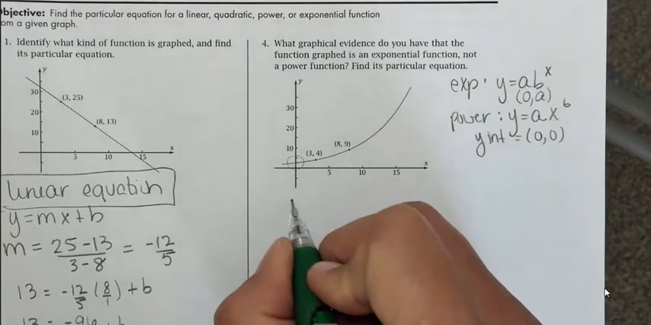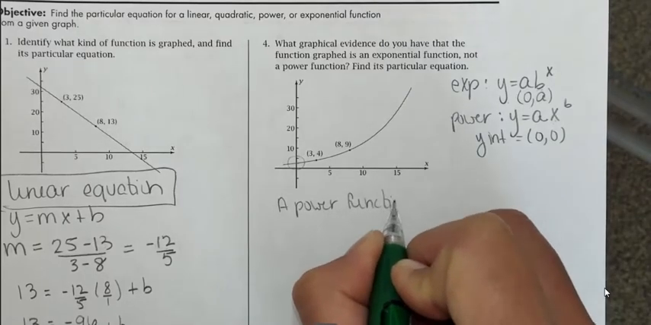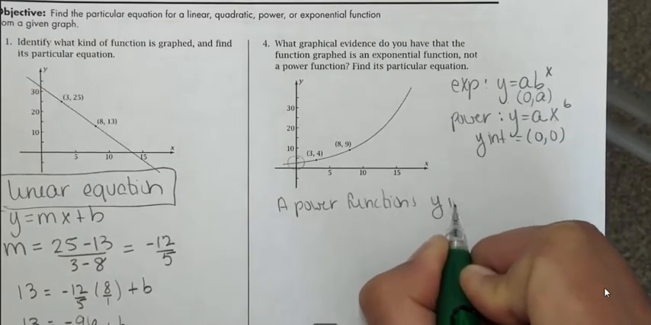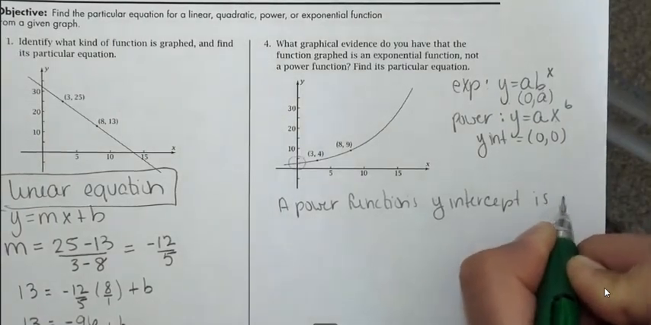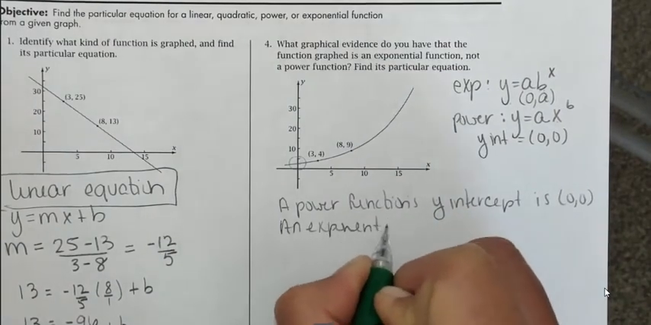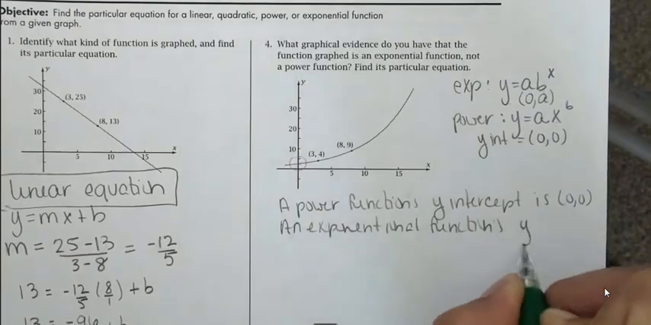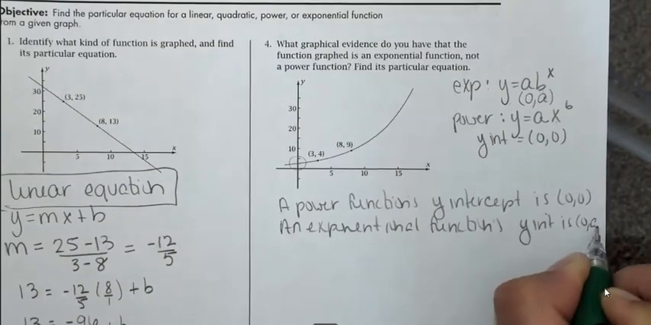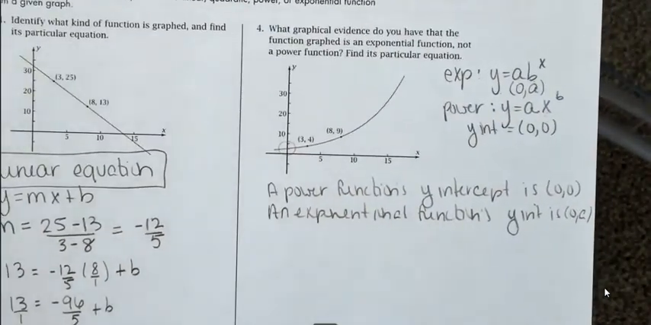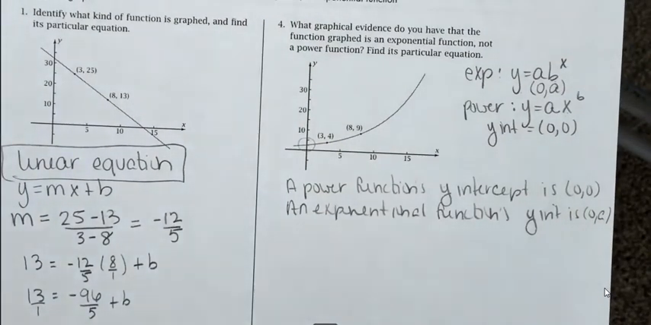So you could say a power function's y-intercept is (0, 0), and an exponential function's y-intercept is (0, a). So that's the graphical evidence that we have that we know that this thing's an exponential function. Okay, now from there, we're going to come up with the actual equation.